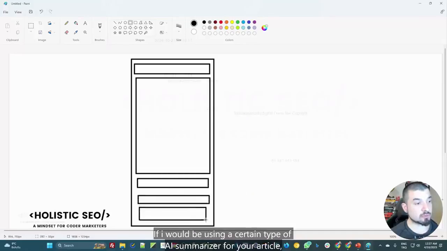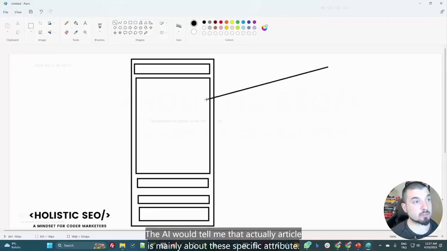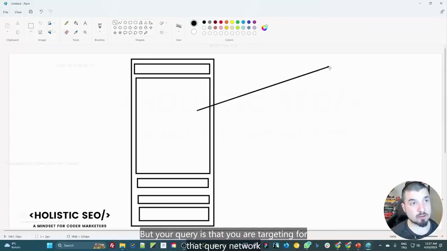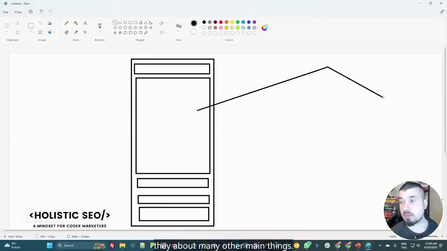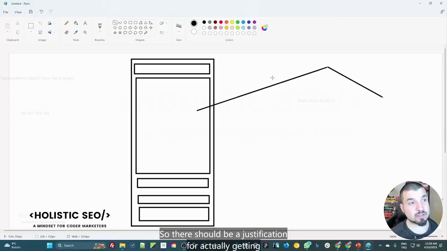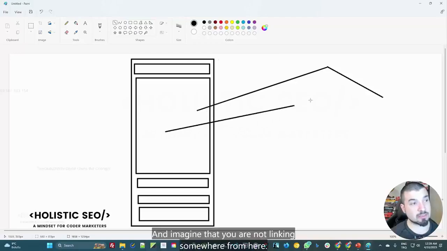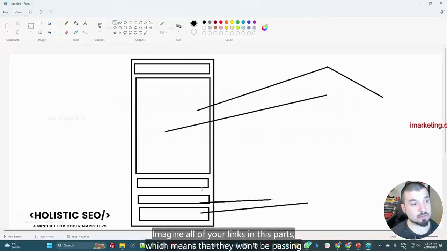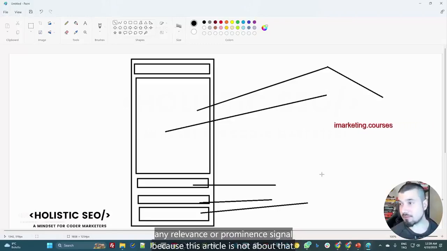If I use a certain type of AI summarizer for your article, the AI will tell me that the article is mainly about this specific attribute, but the queries that you are targeting for the query network are about many other main things. So there should be a justification for giving most of the weight, or contextual coverage, to this area. And imagine that you are not linking from here. Imagine all of your links are in these parts, which means that they won't be passing any relevance or prominence signal because this article is not about that.